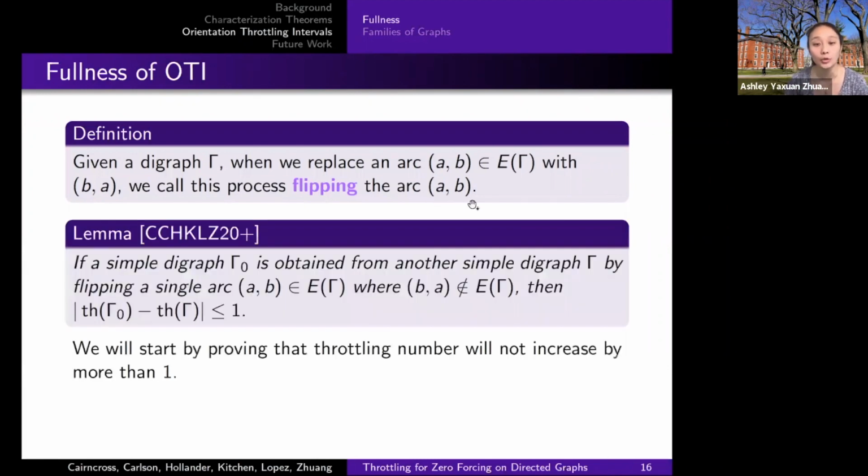And now we're going to prove this lemma that if you have a simple digraph, when you flip a single arc, given that it's not part of a doubly directed edge, then we know that the throttling number will not change by more than 1. And we'll first start by proving that the throttling number will not increase by more than 1.